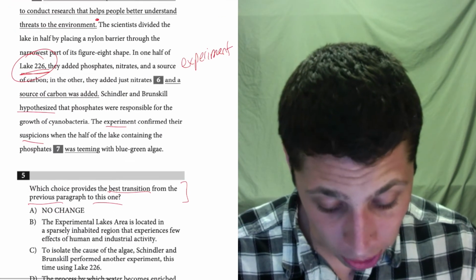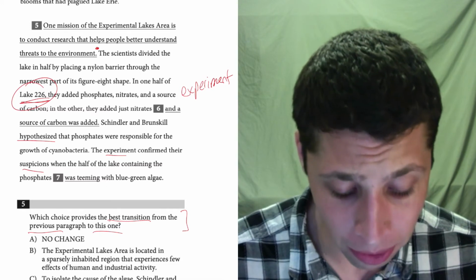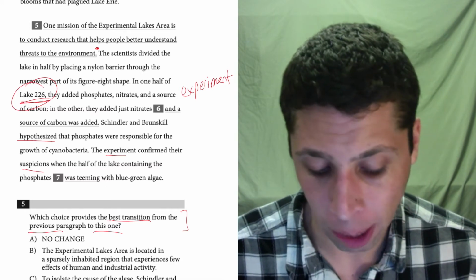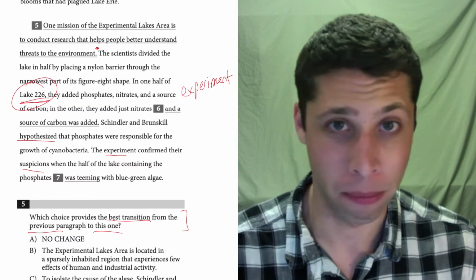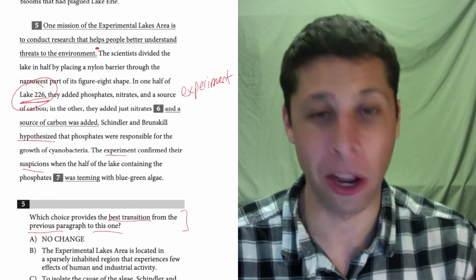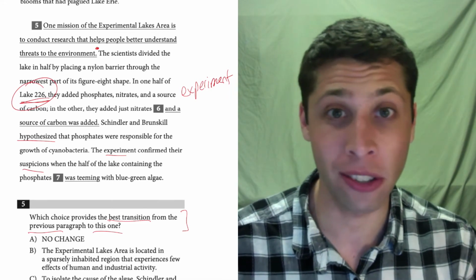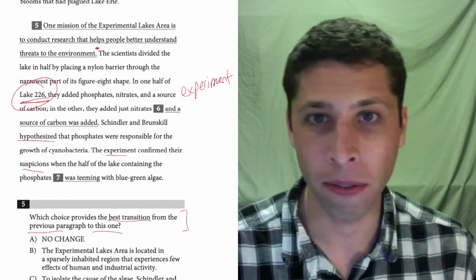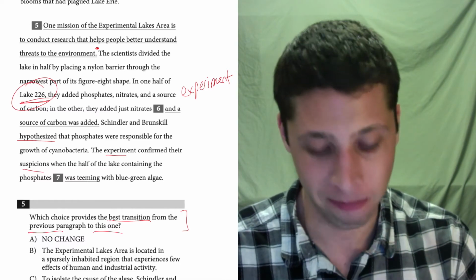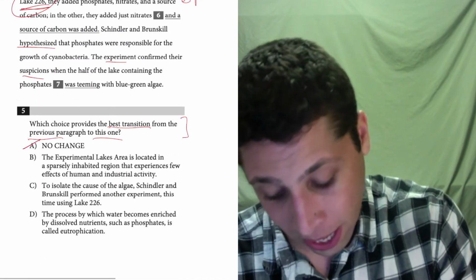So if we look at the no change choice, let's go back to sentence 5 here. One mission of the experimental lakes area is to conduct research that helps people better understand threats to the environment. Great, I'm happy for you. But this is not about what we're talking about. We're talking about specific lakes and these 2 specific guys doing specific experiments. This is just a general, first sentence of Wikipedia sentence about these lakes. I don't care. So that gets rid of A.